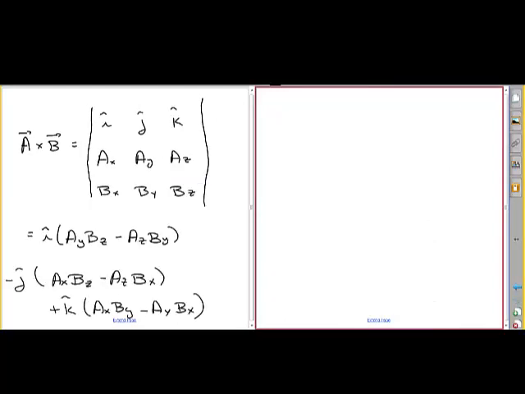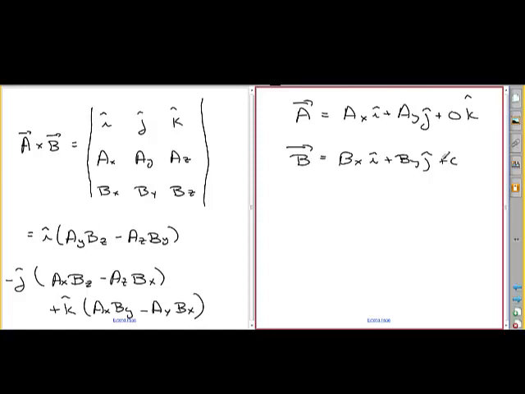Notice if I had a two-dimensional vector, I have A equal to A sub x times i plus A sub y times j plus 0 times k, so there's no k component. And the B vector is equal to B sub x times i plus B sub y times j plus 0k. So I could just ignore those. I just put those in to show that it's a two-dimensional vector.